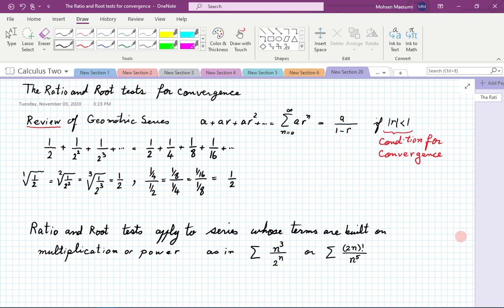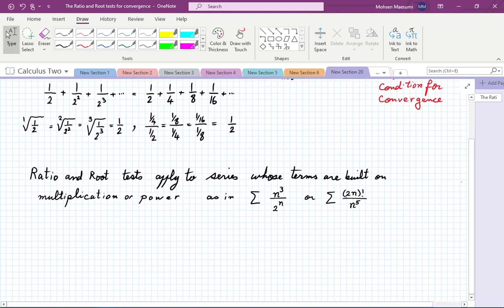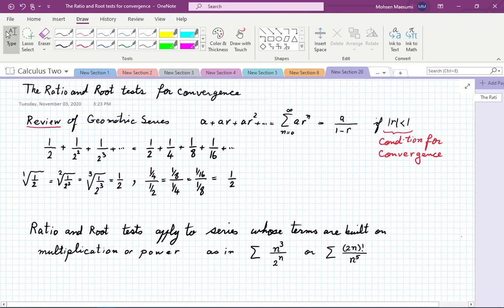Let's go ahead and see how we are going to apply this idea. The general idea we have is that the ratio and root tests are useful for series that are built on top of multiplication or power. So what does that mean? You see that here I have powers in terms of the series, kind of obvious. Or if you wish, instead of a power, you can think about multiplying to create the nth term of the series. If you are creating your series in such a style, it's likely that these two methods are going to be applicable.